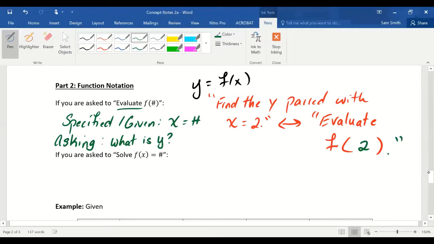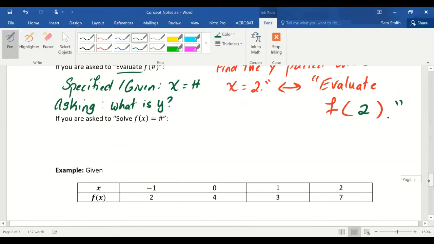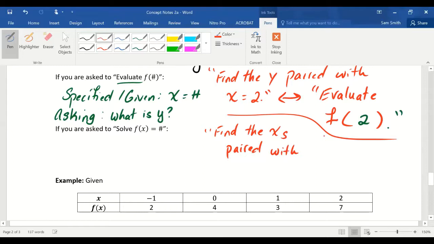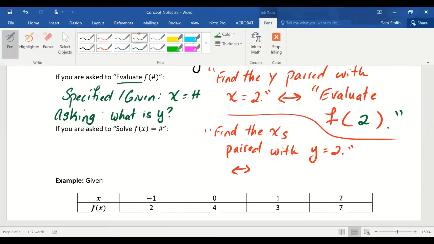Okay, now compare that with another similar question. Suppose somebody wanted to find the x's paired with a particular y value. Let's say I want to find the x's paired with y equals 2. Again, this is a lot to write down. So in function notation, we've developed a shorthand.